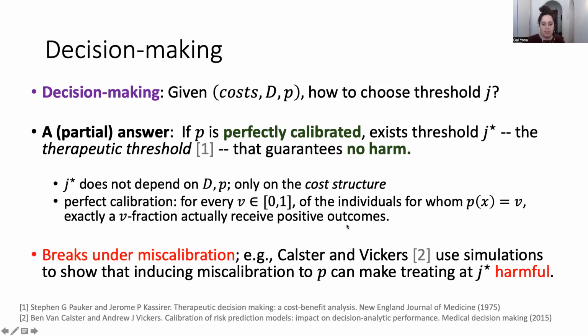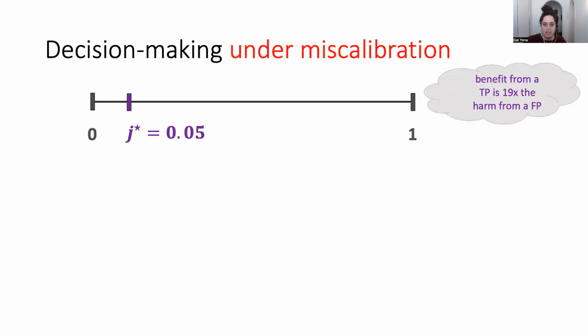Unfortunately, this result breaks down under miscalibration. So for example, in this previous work, the authors used simulation studies to show that whenever they induce miscalibration to a calibrated predictor P, eventually it makes treating at this therapeutic threshold actually harmful in the sense that I've defined before. So let's start gaining some intuition for how decision-making might look like under miscalibration.